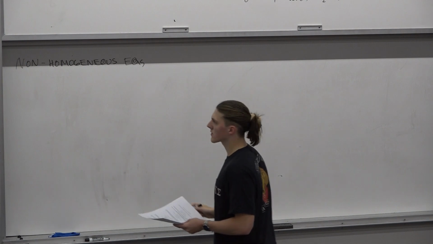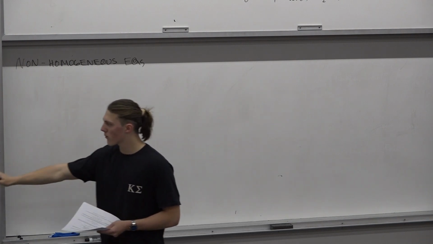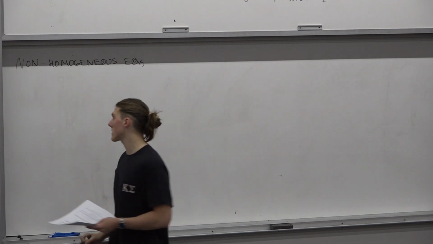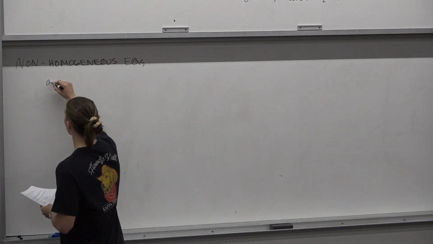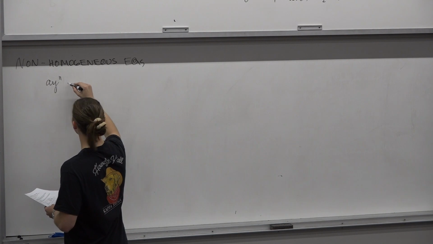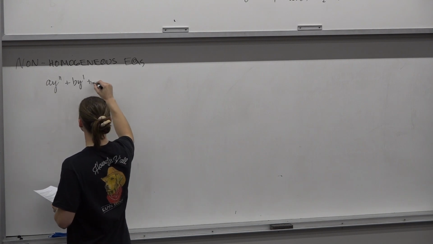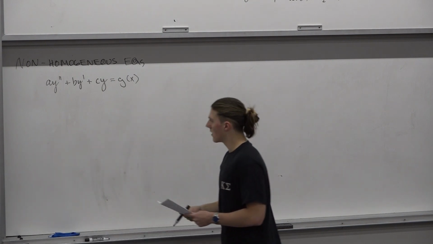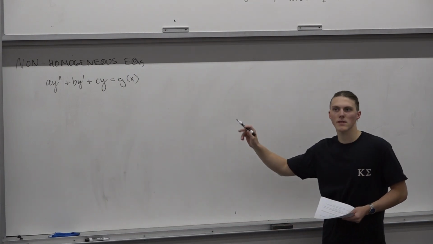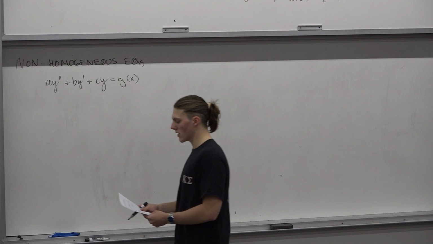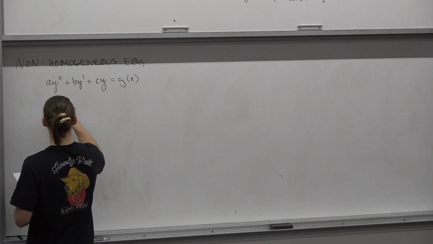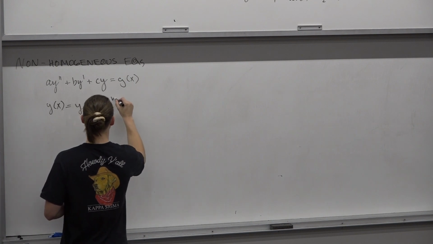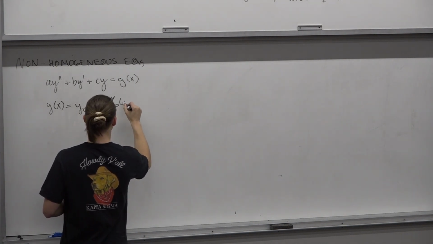When we have a non-homogeneous equation, like I said before, that just means that on the right-hand side we no longer have 0, we have a function of x. So we have ay double prime plus by prime plus cy equals some g of x. And now, when we're confronted with this, what we have to do is find the solution, which will take the form of yc of x plus yp of x.